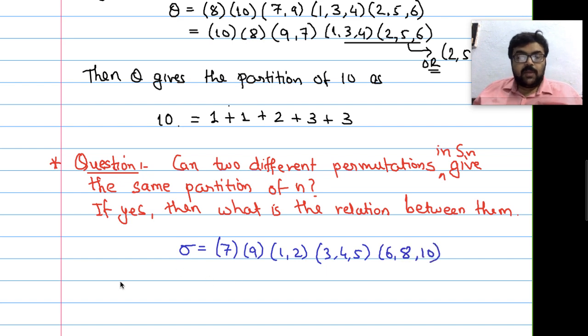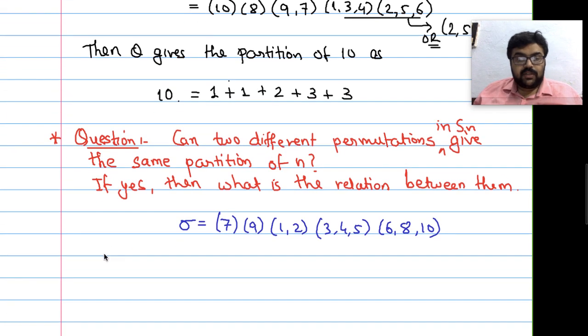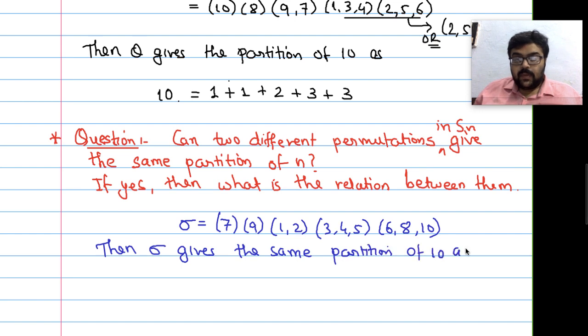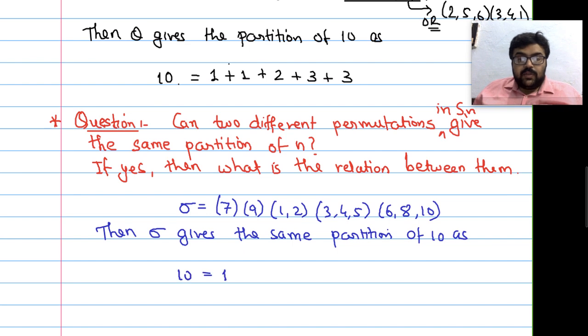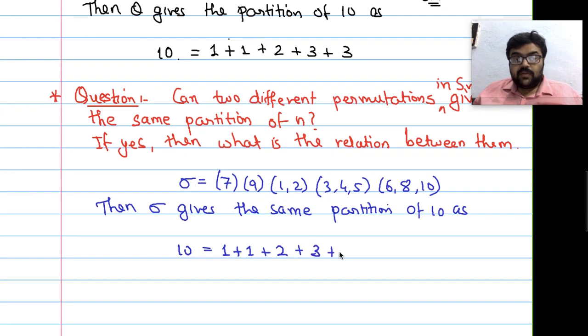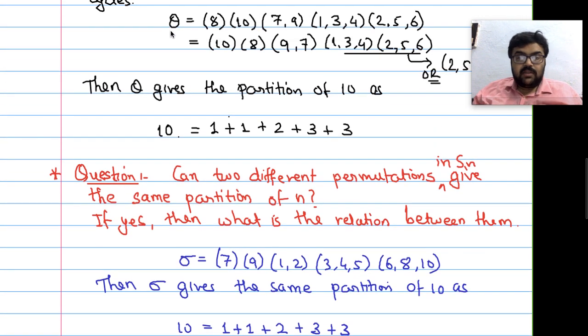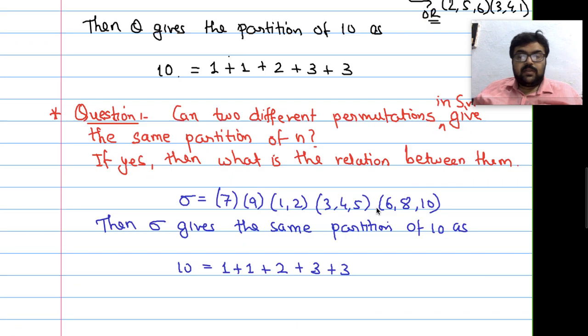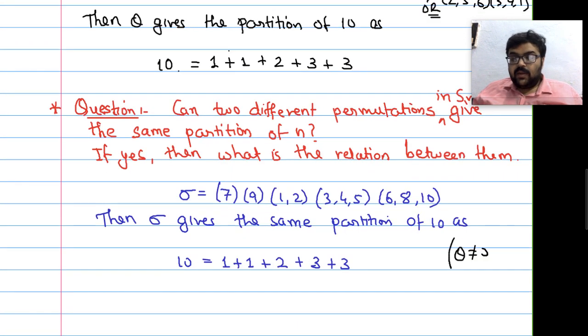So this partition of sigma also gives the same partition. Then sigma gives the same partition of 10, right? So it is also 1 plus 1. There are two 1-cycles. Then one is a transposition, a cycle of length 2. Then we have 2 cycles of length 3. So this is the same, and we can see that theta is not equal to sigma. Theta and sigma are different.